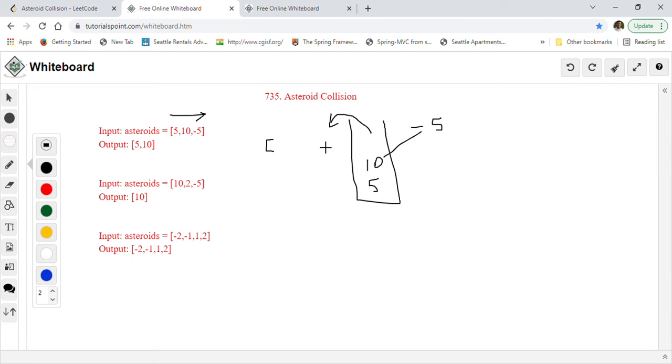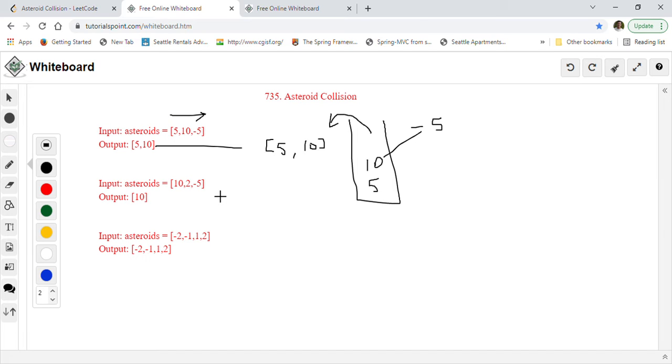So from the end to the start, I will put 10 first, 10 will be popped out, then 5 will be popped out, and it will be put before 10, right? So as you can see, this is how we will form our result array.